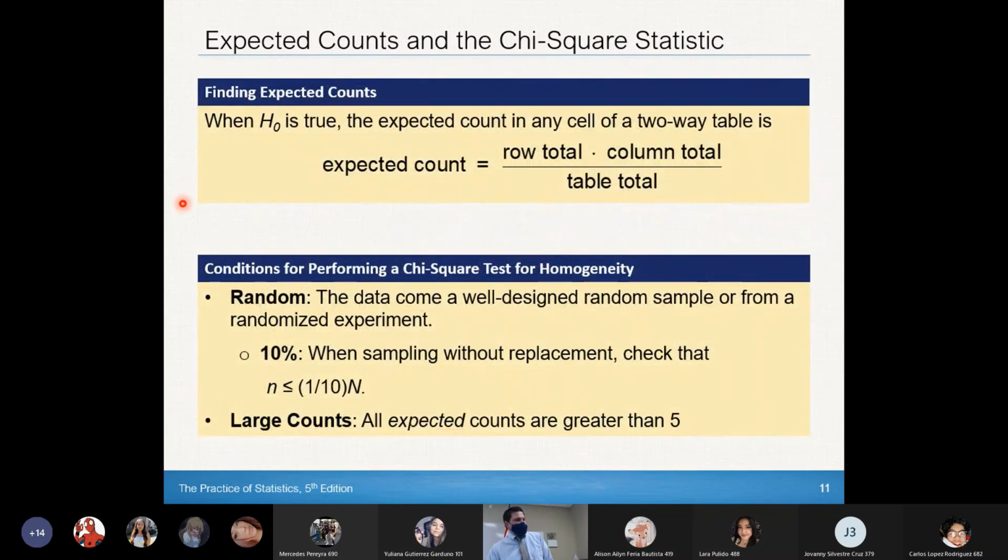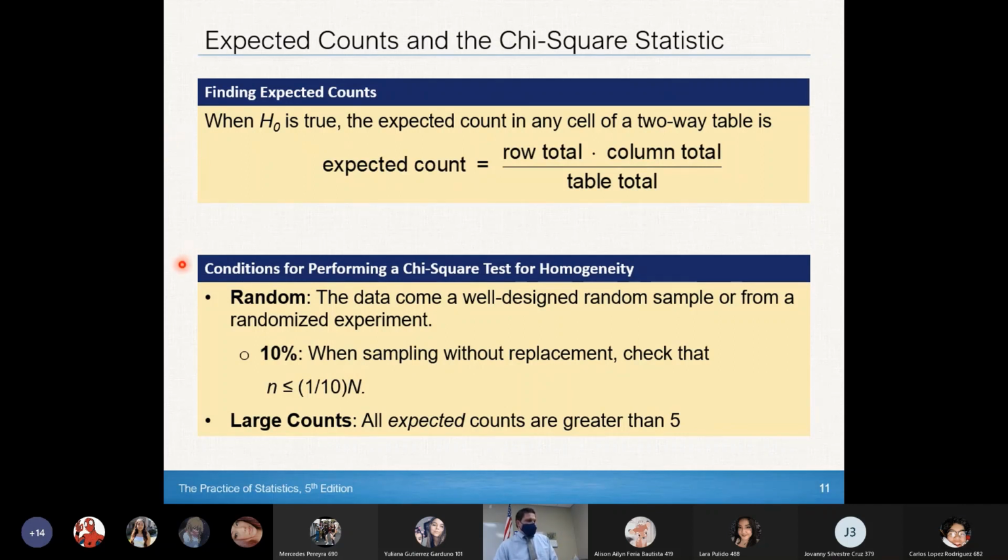Here's some general ideas here. Finding our expected counts. When the null hypothesis is true, the expected count in any cell of a two-way table is the row total times the column total divided by the table total. All right, so you need to do this calculation for each entry in a two-way table.